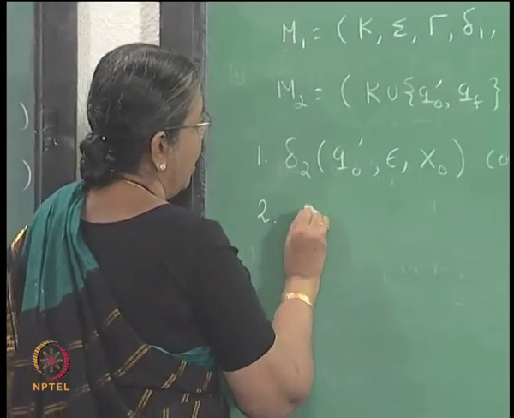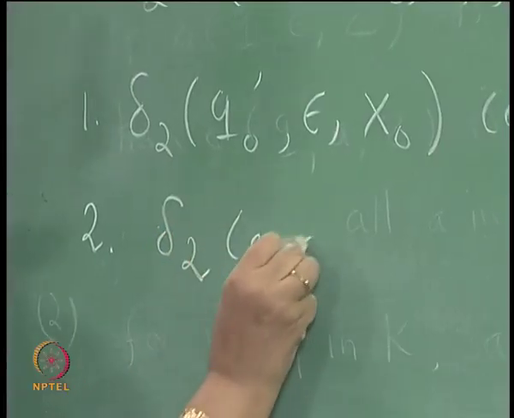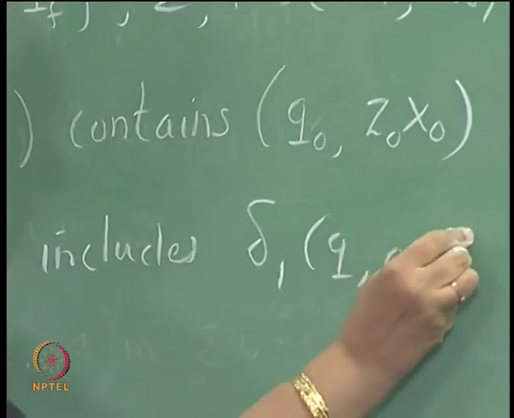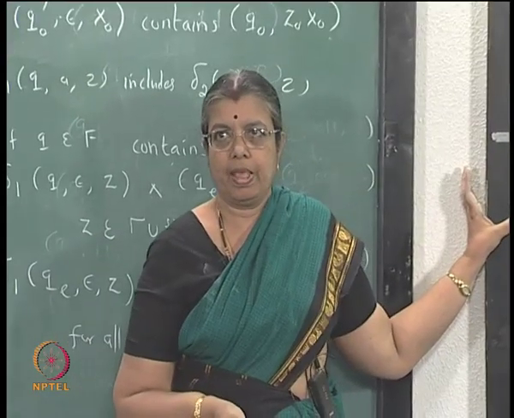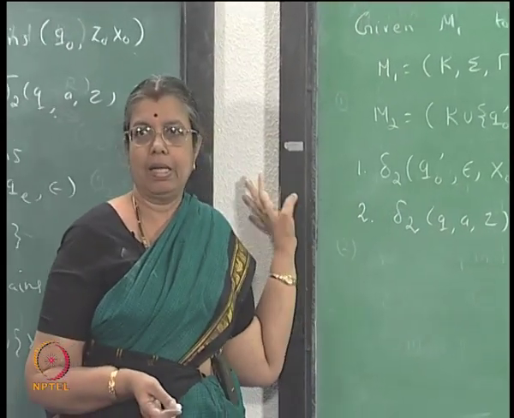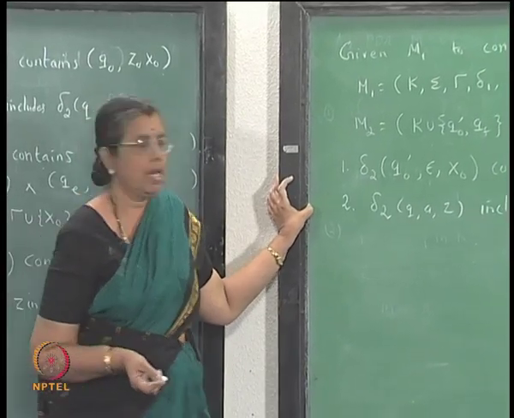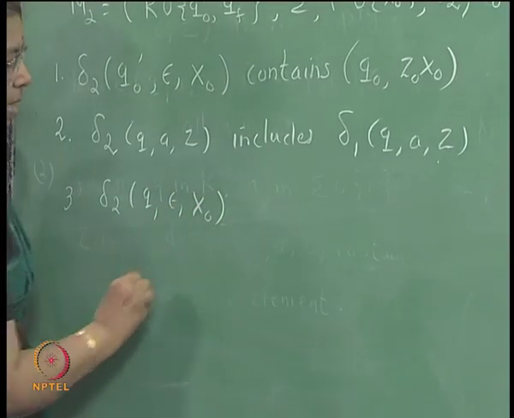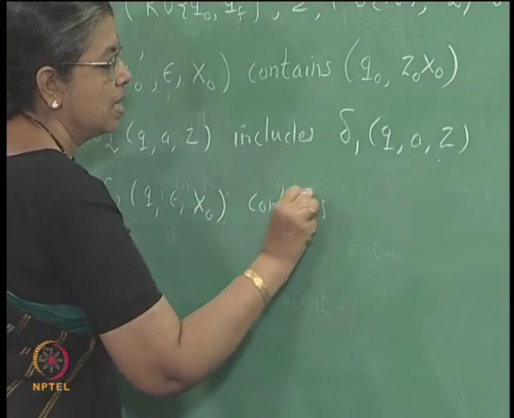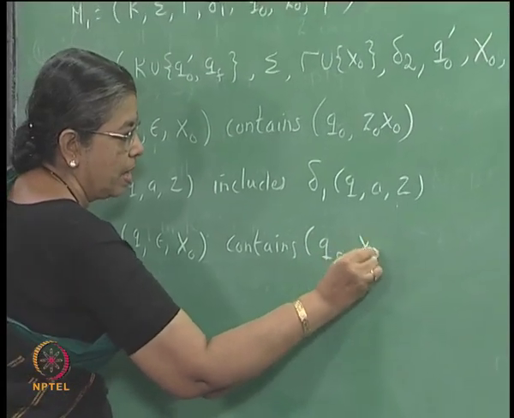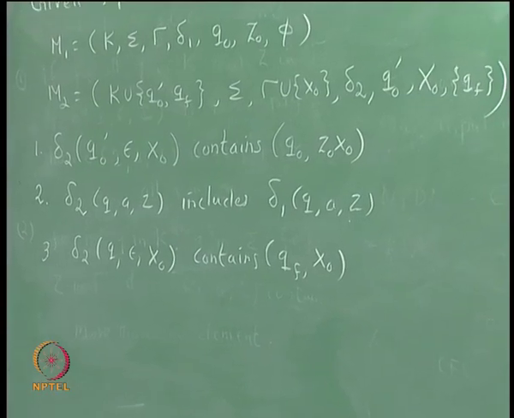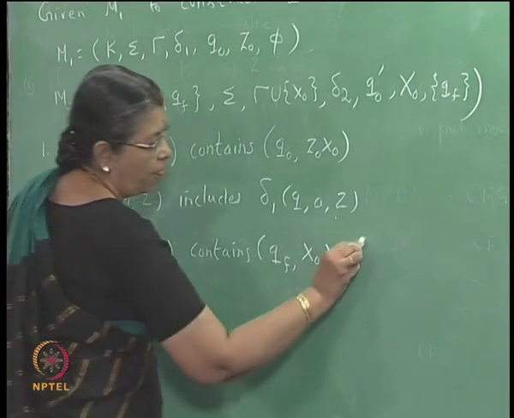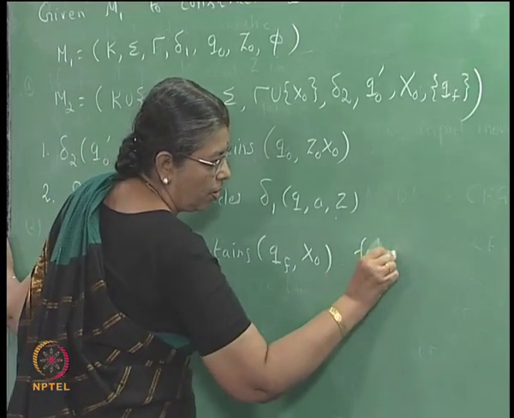Second, delta 2 QAZ includes delta 1 QAZ for all Q, for all A, for Z, etc. Whatever mapping is there in M1, all those mappings are there in M2 also, right. Then delta 2 Q epsilon x naught contains QF x naught, for all Q.